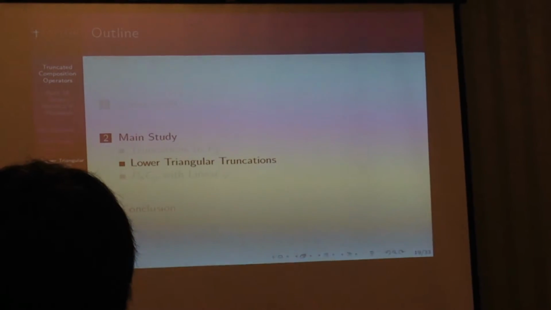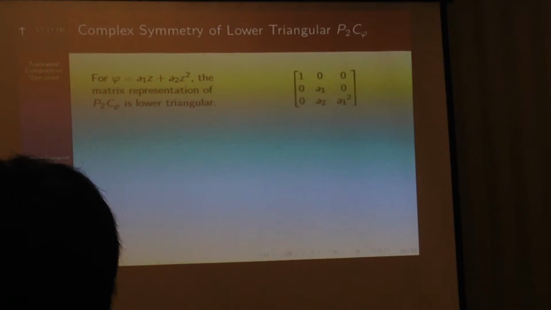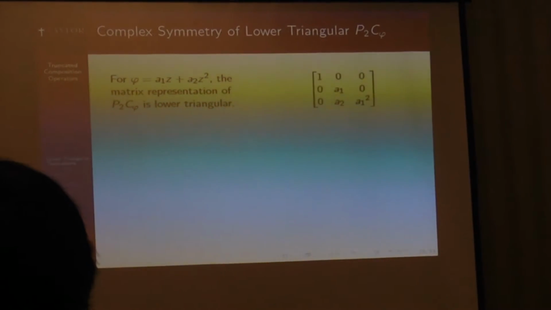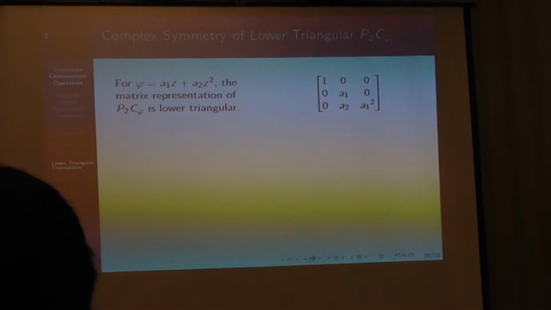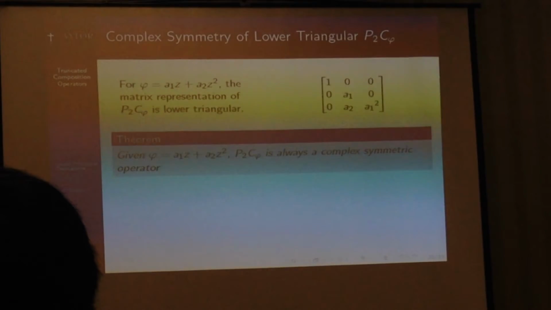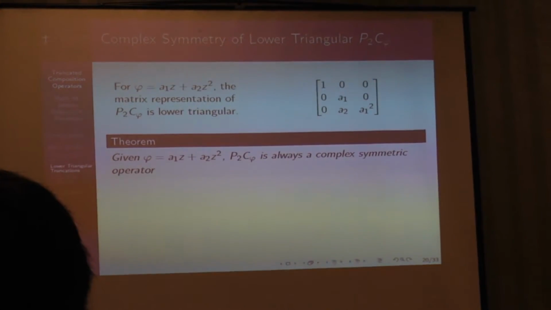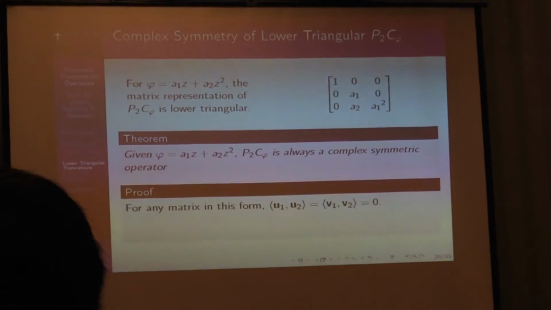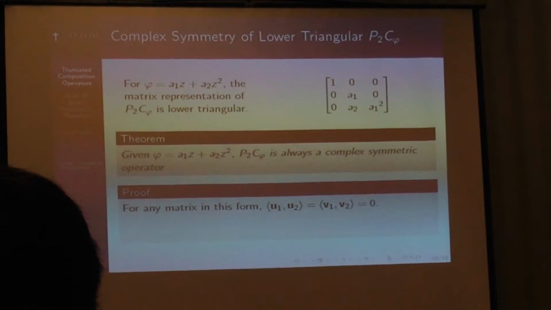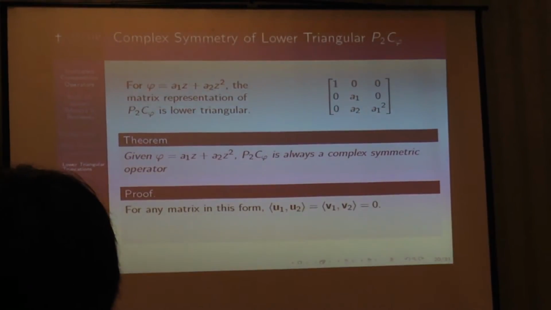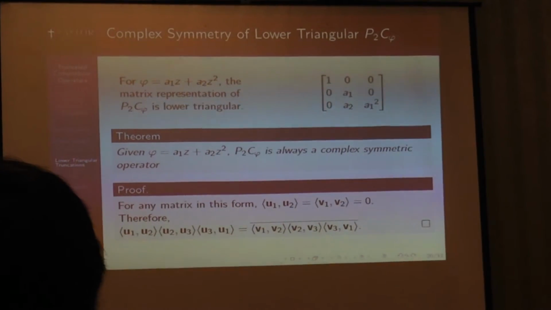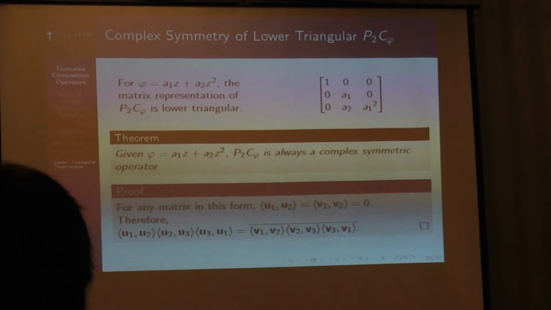So first, we looked at lower triangular truncation. So this is when phi has no constant term, so we just let phi be a1z plus a2z squared, which would have this matrix representation. And it's actually the case that this specific matrix for P2C phi and that kind of function phi is always a complex symmetric operator. That's because the first two eigenvectors of the matrix and its transpose would both be orthogonal to each other, giving us really handy zeros that make it always pass the strong angle test.